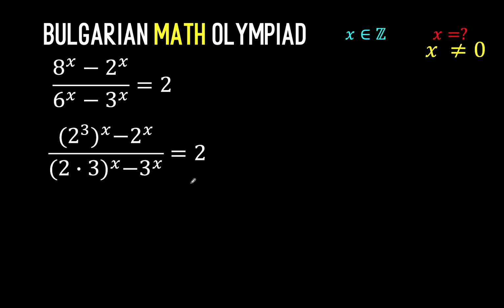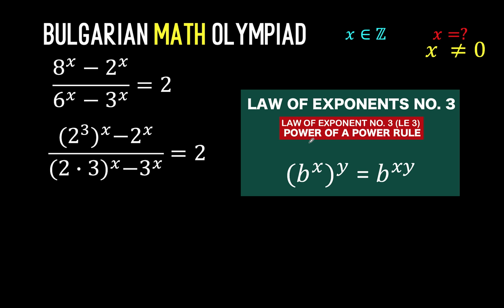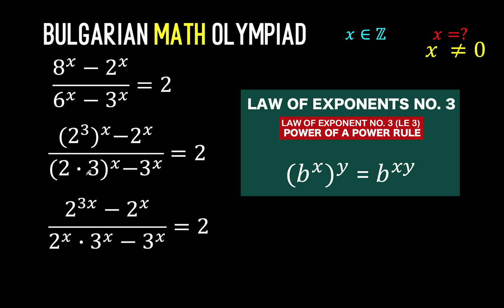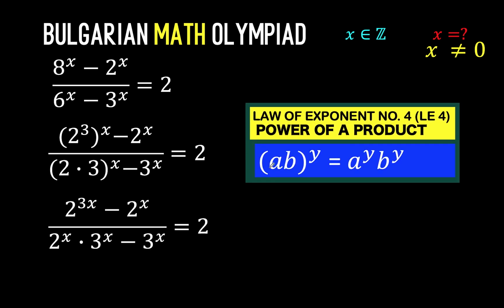Next, let's simplify this given equation. We know that 8 is 2 raised to the third, 6 is 2 times 3, and we copy all the rest. Then, let's recall some laws of exponent. Using the power of a power rule of exponents, we can simplify this part here to make it 2^(3x). And we can simplify this bottom part by recalling the power of a product law of exponent. We have here a product raised to an exponent that becomes the first factor raised to the exponent and the second factor raised to the same exponent. So here, 2^x times 3^x, all the rest are copied.